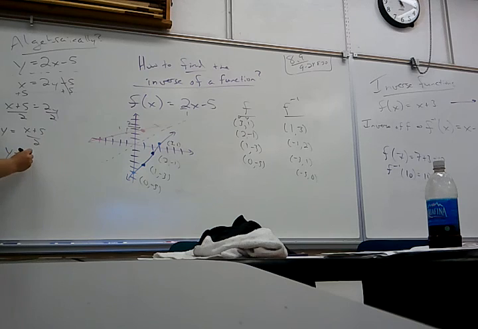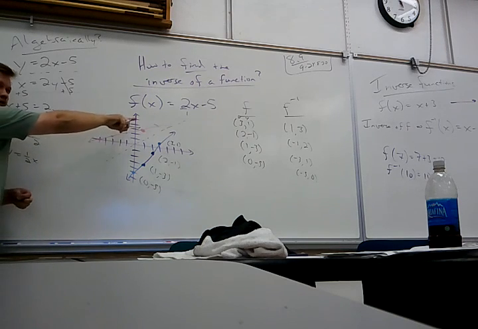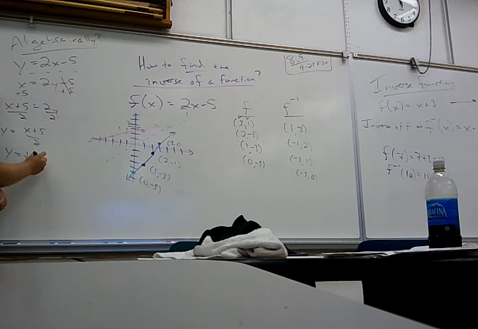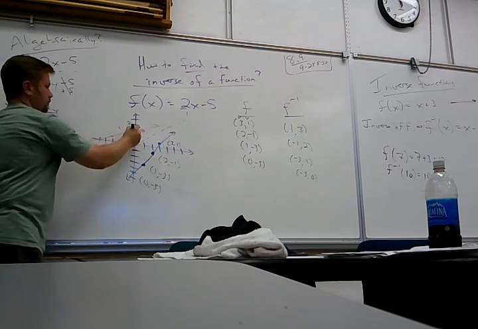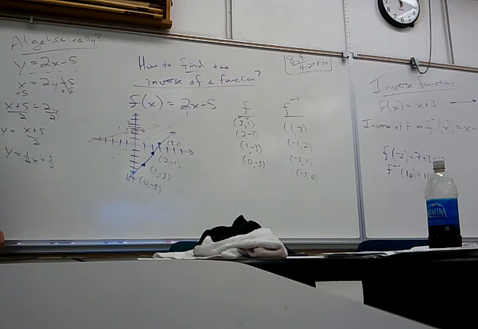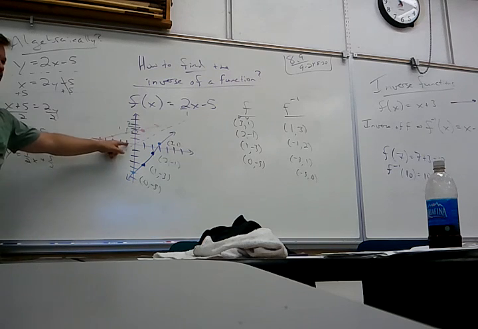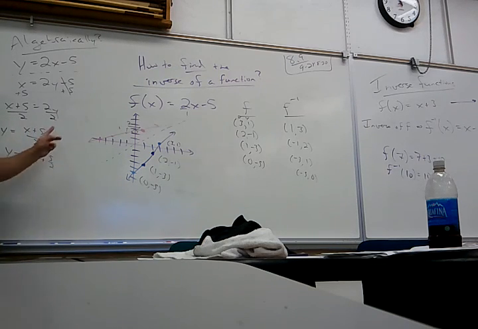Break this back up into 1/2 x, a 1/2 slope, plus 5 over 2, 2.5 is the y-intercept. Isn't it the same line, right? Like it should be. If I find it graphically, it better be the same thing algebraically. Two different ways to do it. You write the very first step.